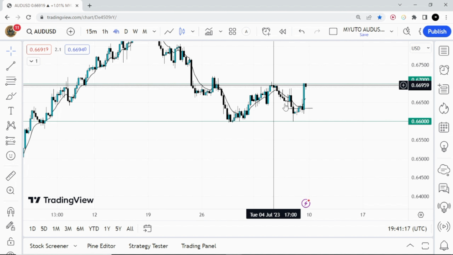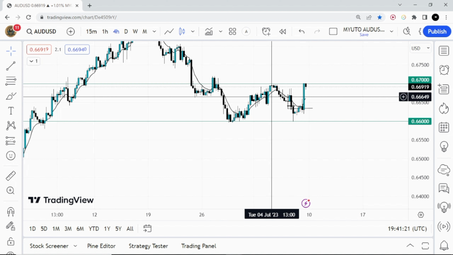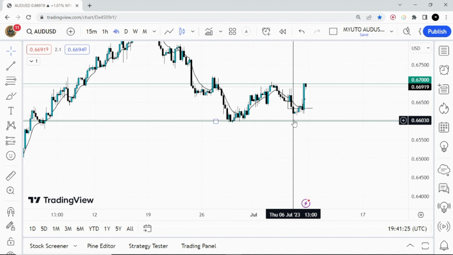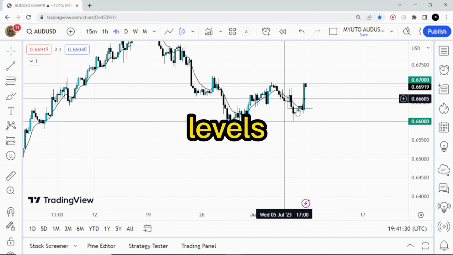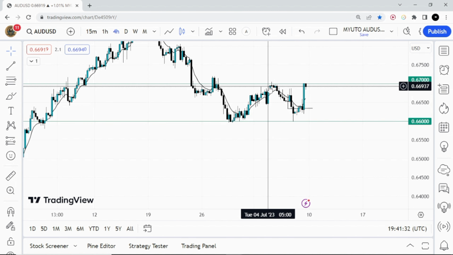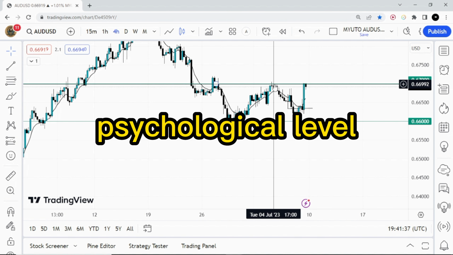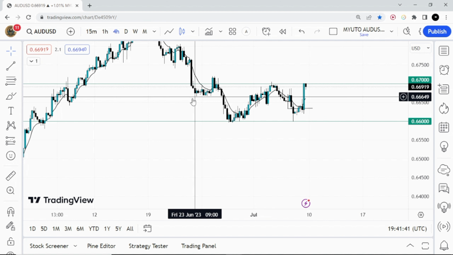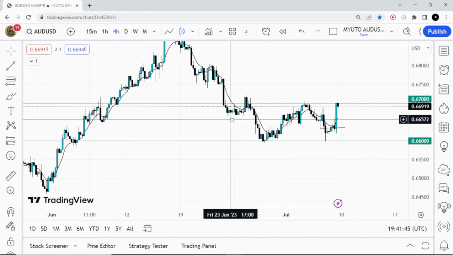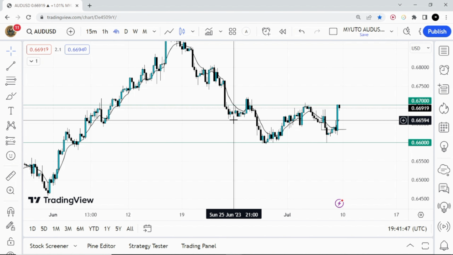So here we have a 100 pip move. Very good move, I may say. So as you can see, price bounces off psychological levels. So if you are expecting price to bounce off of a level, I would suggest you would mark up a psychological level, because if we look at previous price action, price has been bouncing off psychological levels.